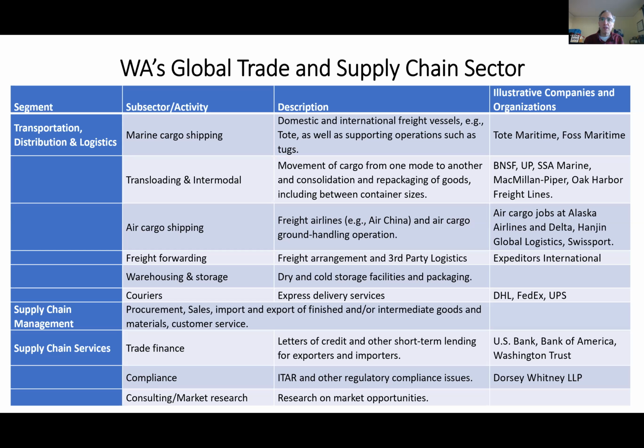For example, in transportation and distribution and logistics, you have Foss Maritime, you have Tote Maritime. In couriers and express delivery services, here are some of the big ones: DHL, FedEx, UPS. Air cargo, airports just down the road from here. You've got Alaska Airlines, Delta, and a bunch of other folks, and the rest here. So it's a very complicated and very diverse sector with a lot of different jobs in it.